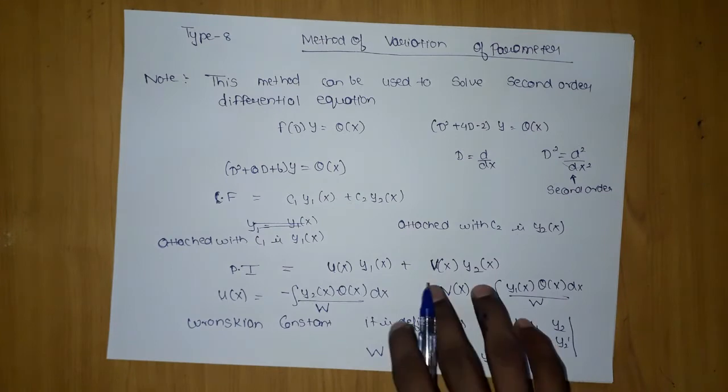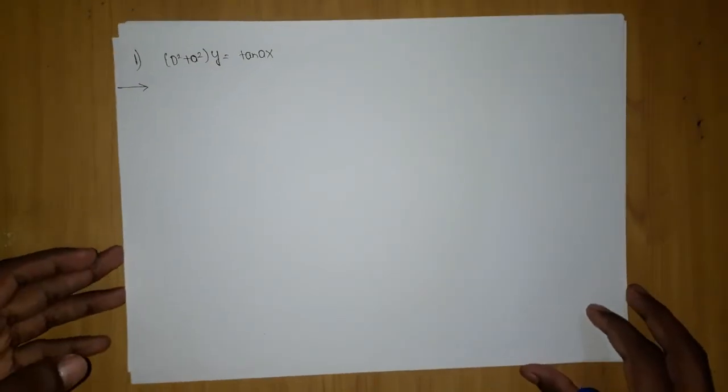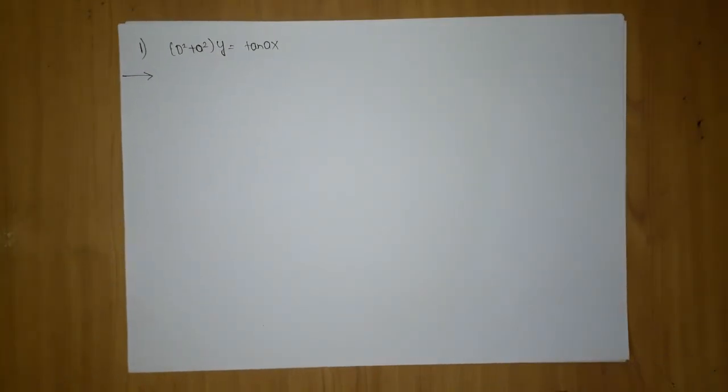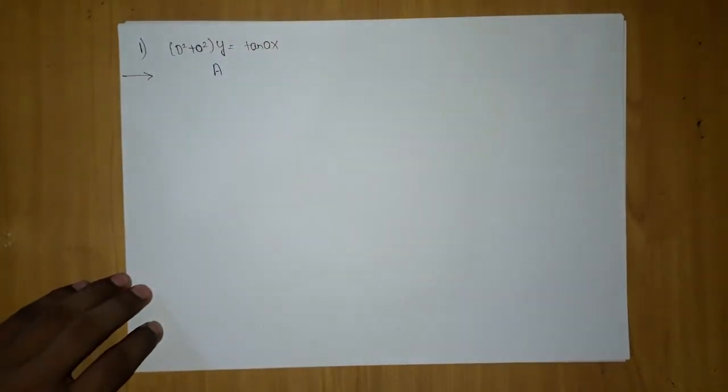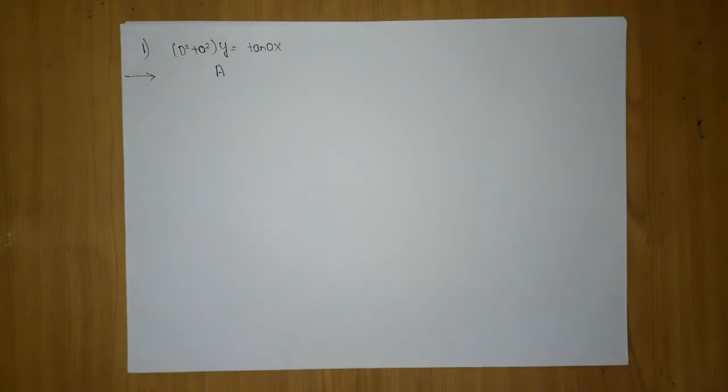Okay, now let's move on to questions. So we are now focusing on questions. The questions which we are going to take in this session are as follows. Let's take the first question. The question is (D square plus a square) y equal to tan ax. I am going to solve two questions in this session with proper explanation, and after that we are going to focus on solving more effectively whatever is important.